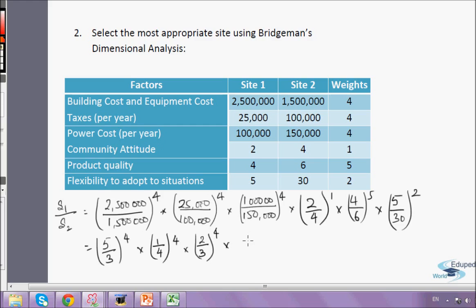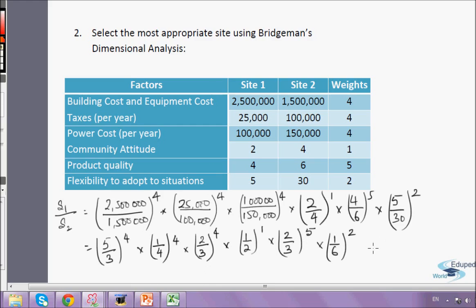Okay, the next one would be 2 by 4, which is simply 1 by 2. This time it's raised just to power 1. 4 by 6 could be written as 2 by 3 raised to power 5. And finally we have 1 over 6. 5 by 30 is 1 by 6 raised to power 2. And of course you can make use of the Excel sheet to solve this. I'm directly writing the answer for this one.